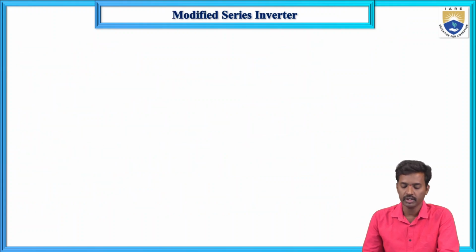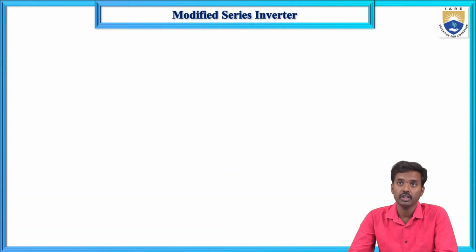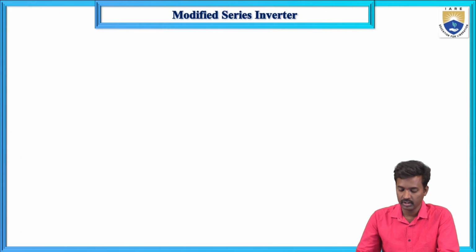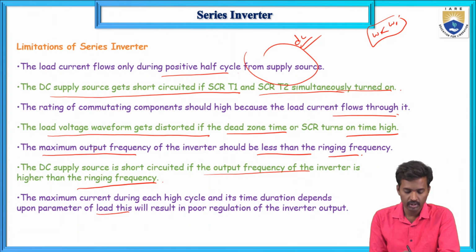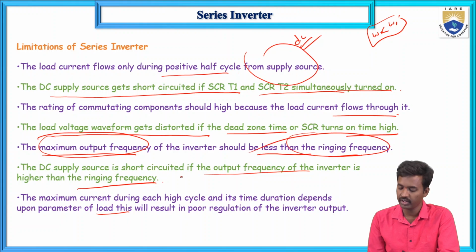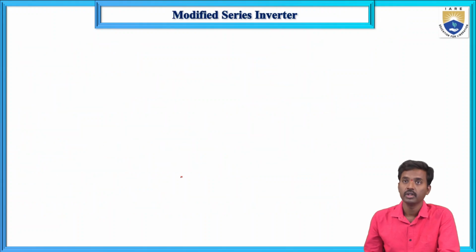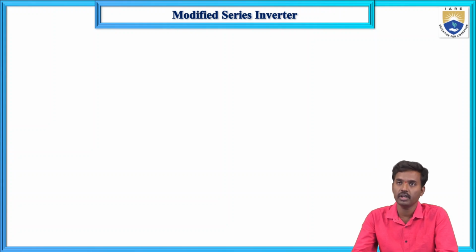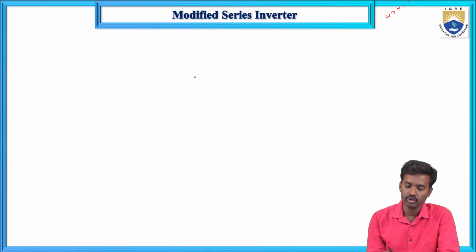These are the limitations. Now, in order to overcome this limitation, where the maximum output frequency is always less than the ringing frequency, we use the modified series inverter. In it we can make the inverter frequency greater than the ringing frequency, omega greater than omega r.